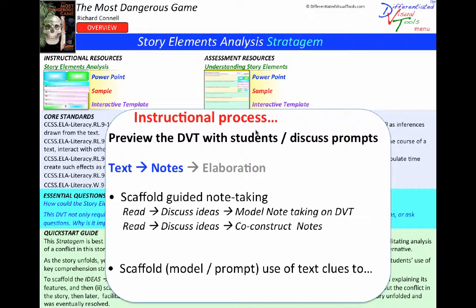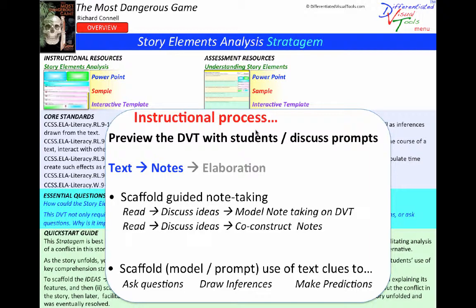So the other part of this is also important, is to model and prompt the use of those text clues for asking questions, drawing inferences, and making predictions. The other component of scaffolding is also, in addition to identifying explicit information the author provided about the author and the setting and the conflict and so forth, it's also important to scaffold, meaning to model and prompt the use of text clues in order to ask questions, draw inferences, and make predictions.